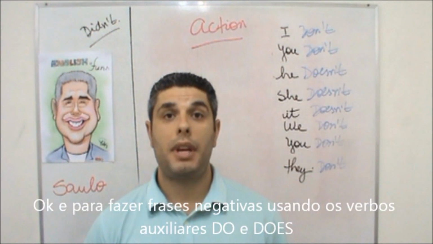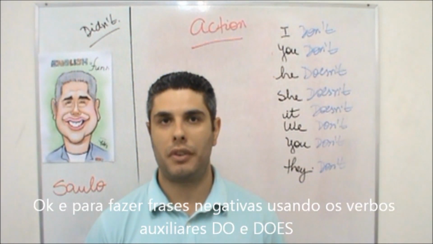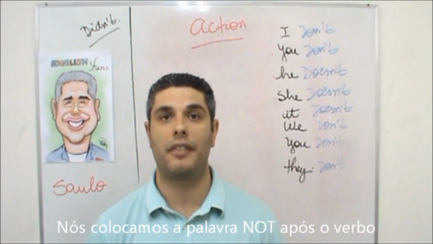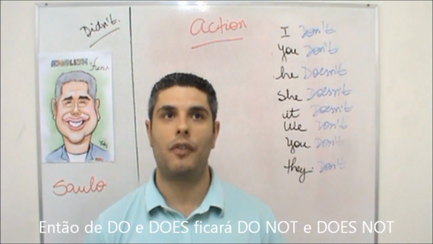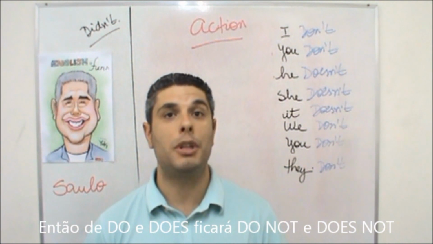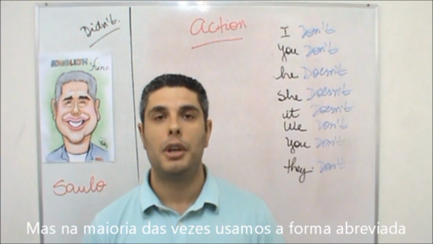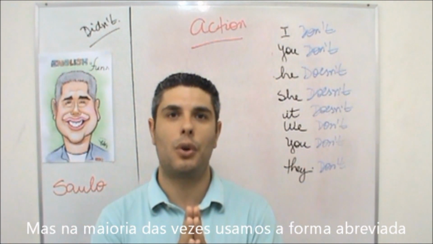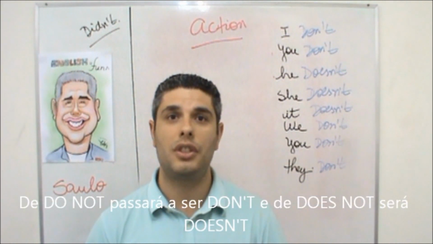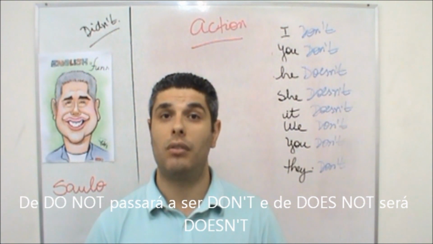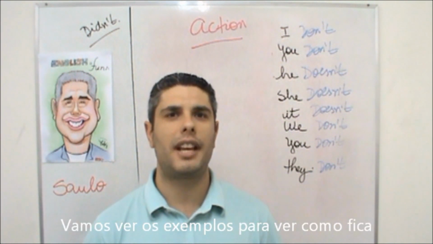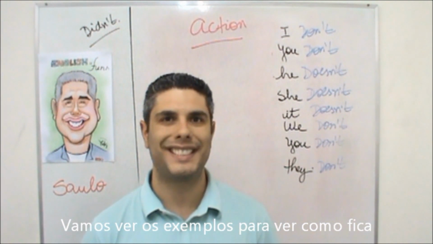Okay, and to make negative sentences using the auxiliary verbs do and does, we place the word not after the verb. So from do and does, it's going to be do not and does not. But most of the time, we use the contracted form. So from do not, it's going to be don't, and from does not, it's going to be doesn't. Let's have a look at the examples to see how it goes.